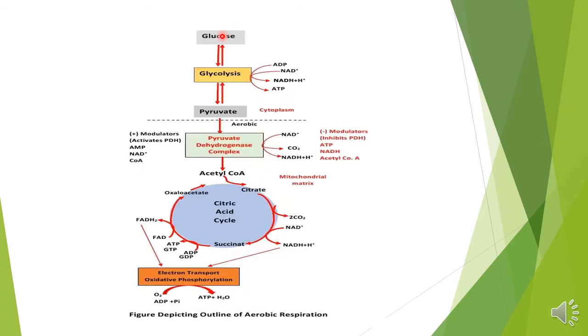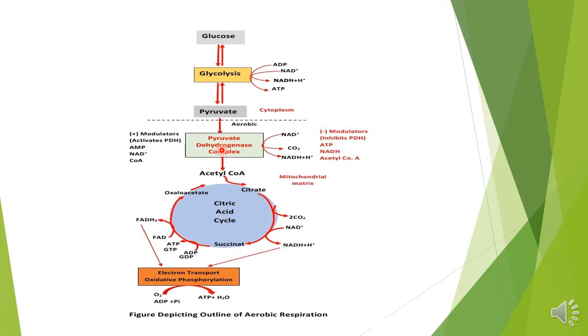We have seen up to this point that glucose is converted through glycolysis, which results in the formation of ATP, which is a substrate level phosphorylation, and reduced NADH. And of course there is a formation of pyruvate. Pyruvate is formed in the cytoplasm, and under aerobic condition it's to be carried to the mitochondria.